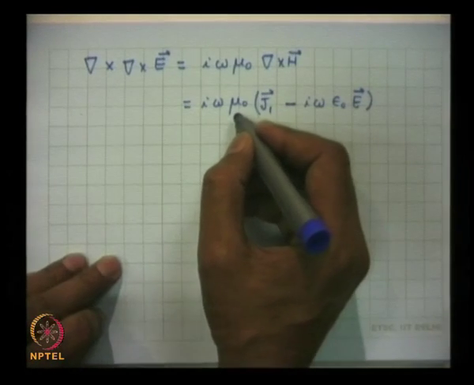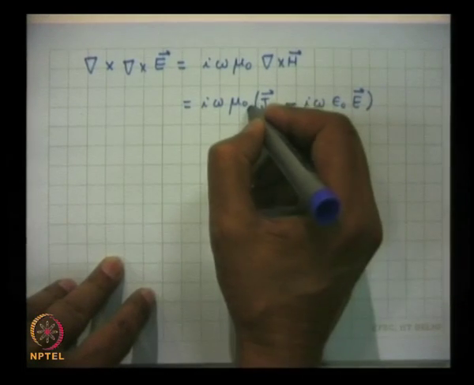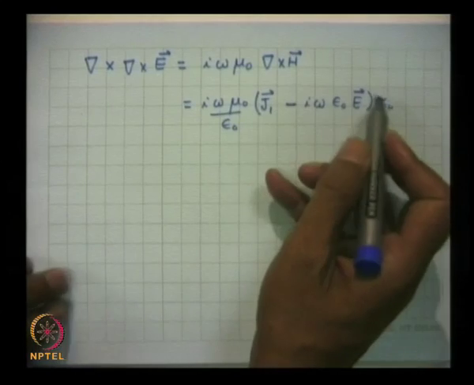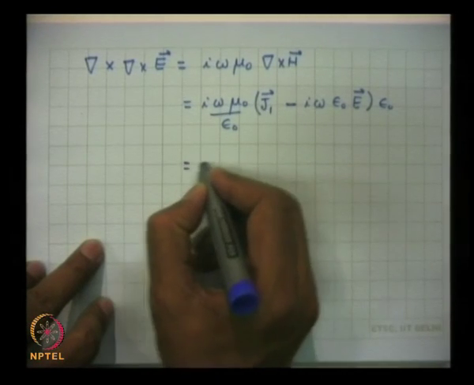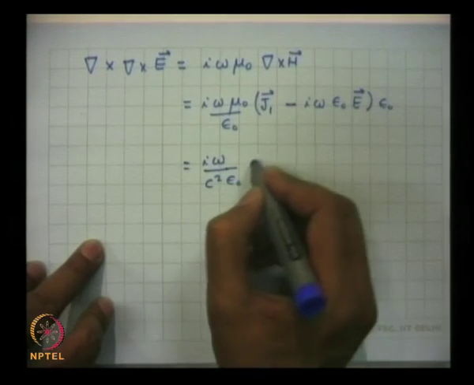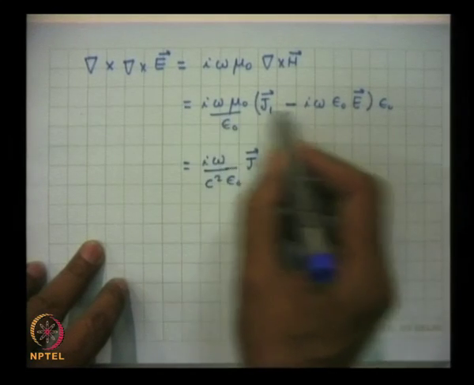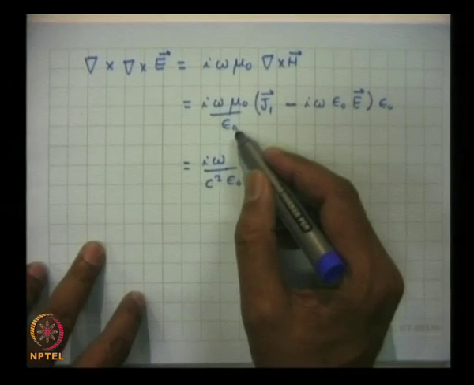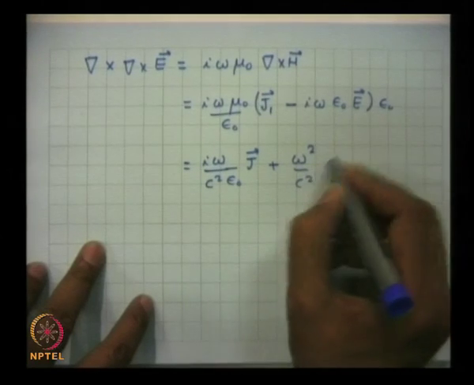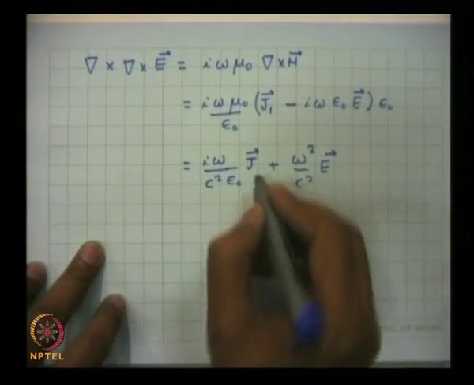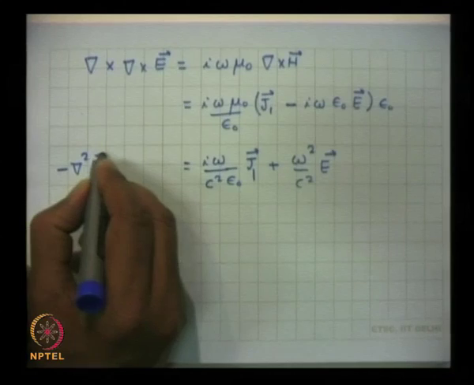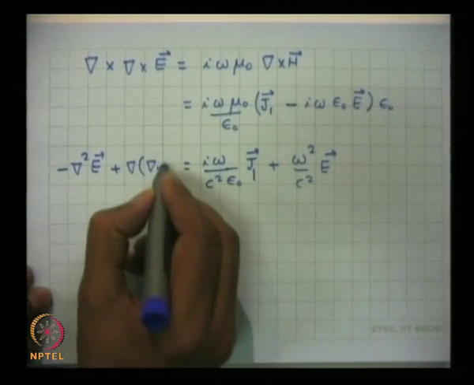It is useful to multiply epsilon 0 up and down. So, if I divide by epsilon 0 and multiply by epsilon 0, then mu 0 epsilon 0 is called 1 upon c square. So, I can write down this equation as i omega upon c square epsilon 0 J1 vector, and when you take this in the interior, epsilon 0 will cancel with this, it is 1 upon c square. So, you get plus omega square by c square E. This is the perturbed current density. This you break it, this is minus del square of E plus gradient divergence of E.